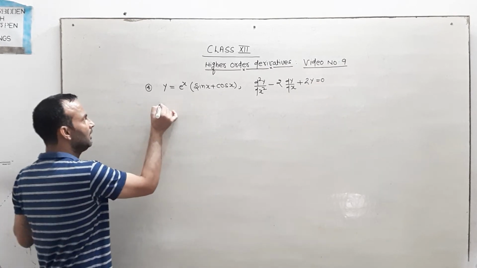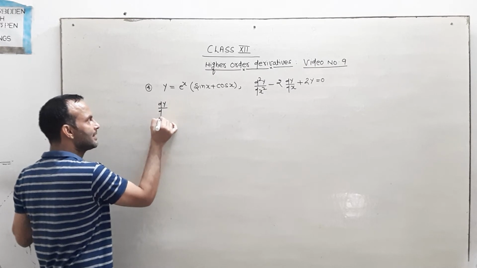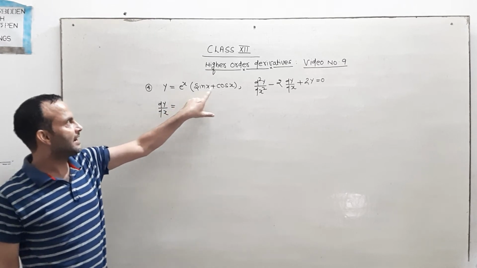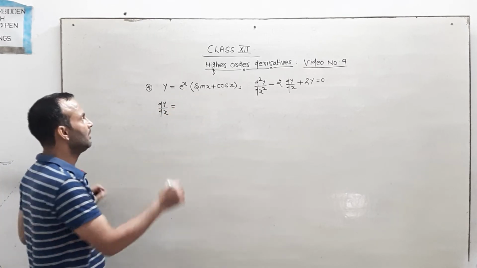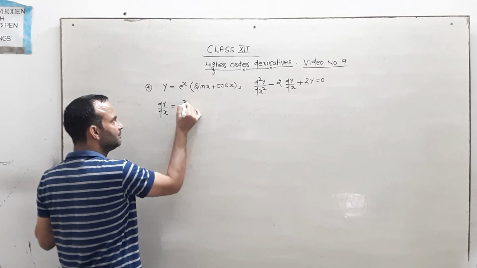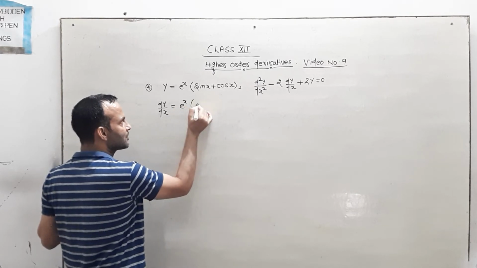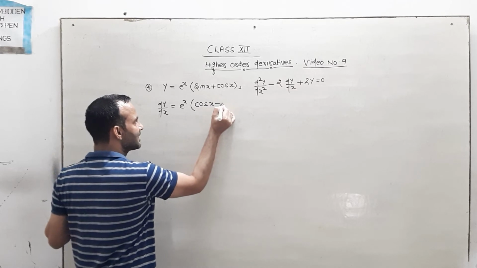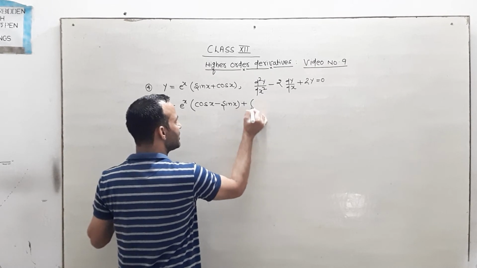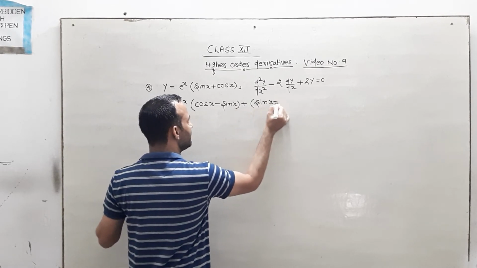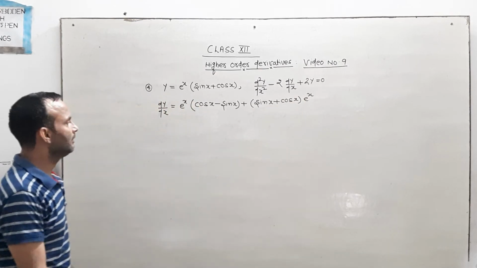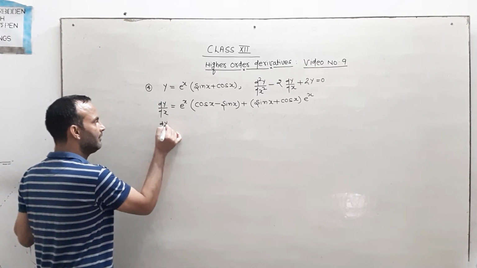See, differentiating both sides with respect to x. Here, e raised to the power x is multiplied with sin x plus cos x, so we can apply the product rule here. First function is e raised to the power x, second function is sin x plus cos x. First function times differential of second, differential of sin x plus cos x, where the differential of cos x is minus sin x, plus second function which is sin x plus cos x into differentiation of the first function.